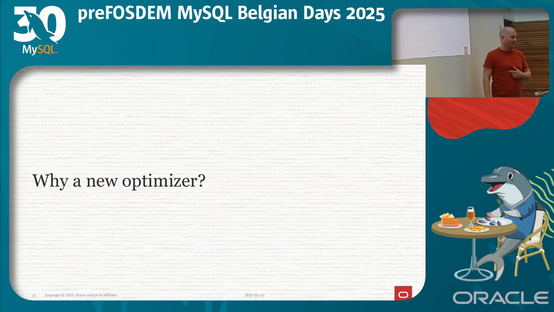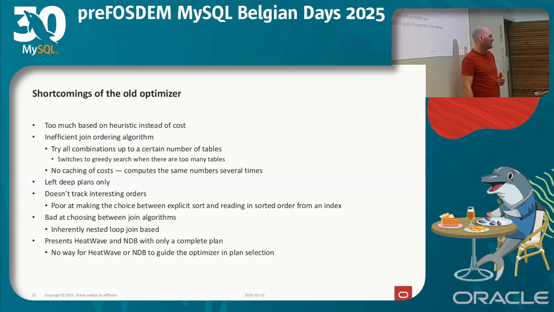Let's go to this hypergraph. Or first, the reasons why we created this new optimizer. This sounds a bit negative, but this is all the things that are wrong with the old optimizer. It is cost-based, but not cost-based enough. It uses heuristics for too many things. It's inefficient, at least compared to what we want, in selecting join ordering. It doesn't cache cost numbers, so we have to recompute the same cost several times. That's extra time we can save in the optimization.